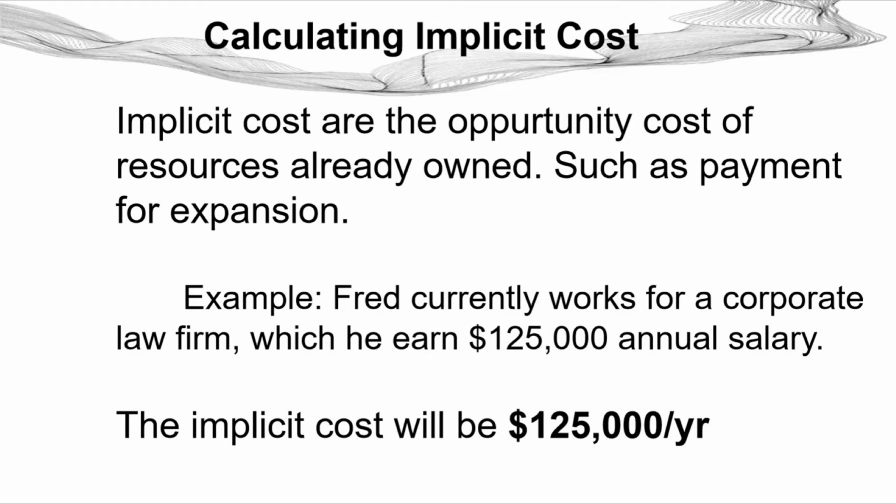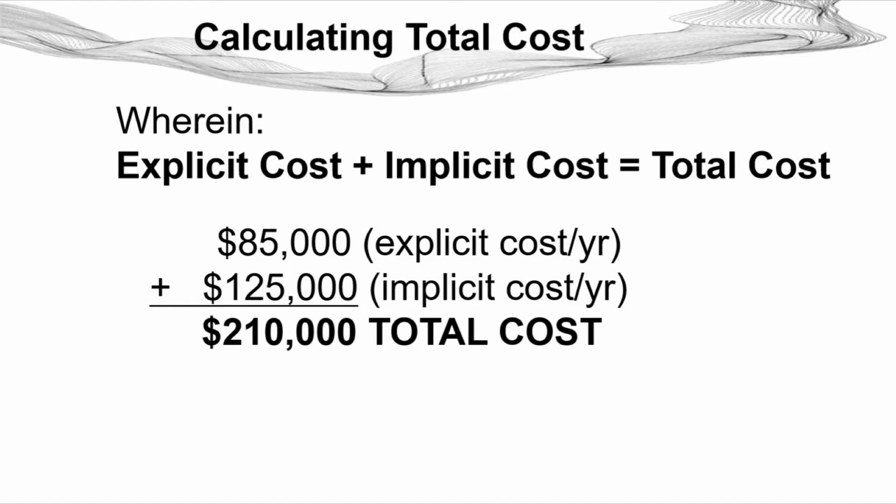So, what is the implicit cost? Implicit costs are the opportunity cost of resources already owned, such as payment for expansion. In our example, the resource Fred already owns is his work. Fred currently works for a corporate law firm, where he earned $125,000 as annual salary. So, Fred's implicit cost will be $125,000 per year.